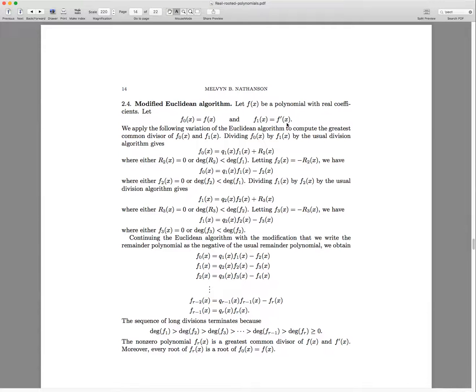So it's a purely algebraic thing, right? The derivative of a polynomial. And then you divide f0 by f1. You get a quotient and a remainder, but instead of writing the remainder, you let f2 be minus r2.